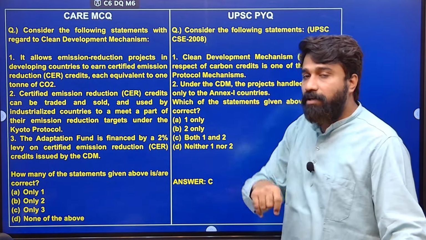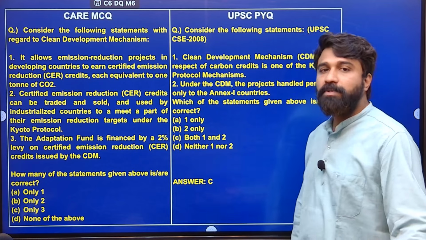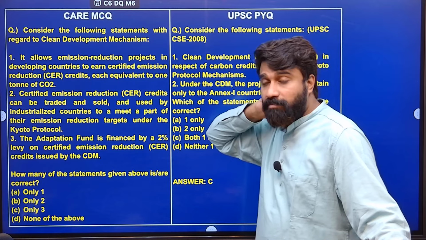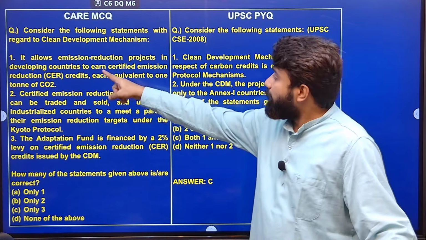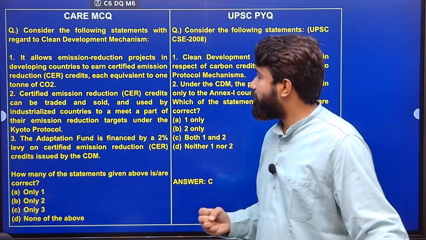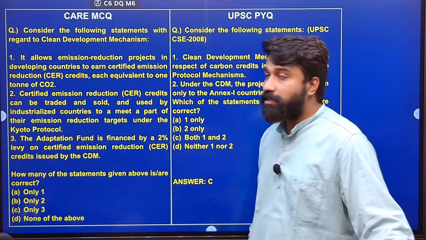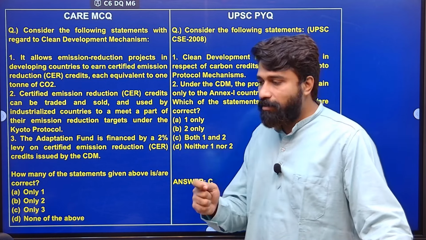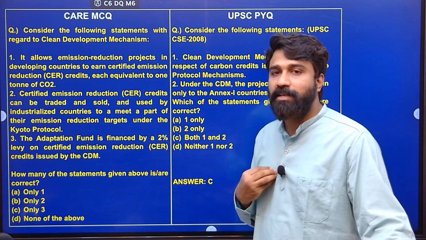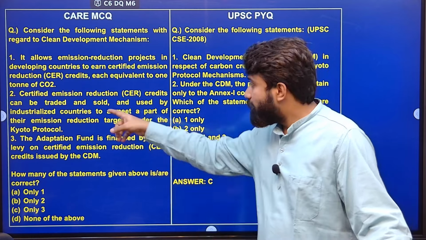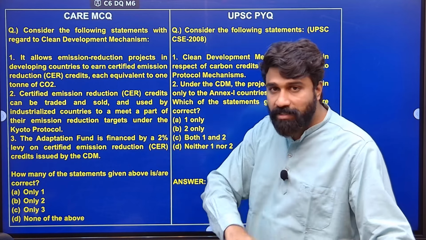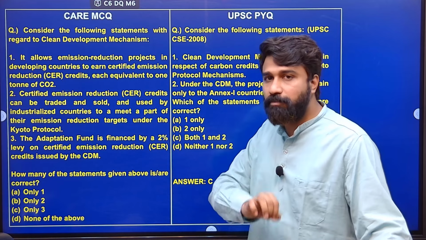And this article also talked about various initiatives that were taken up to address this kind of climate menace, the Clean Development Mechanism being one of them. It allows emission reduction projects in developing countries to earn certified emission reduction credits, each equivalent to 1 ton of carbon dioxide. If you develop a project that is climate resilient in nature, you will get a certified emission reduction. Such certified emission reductions can also be traded and sold across the world by these industrialized, developed countries.